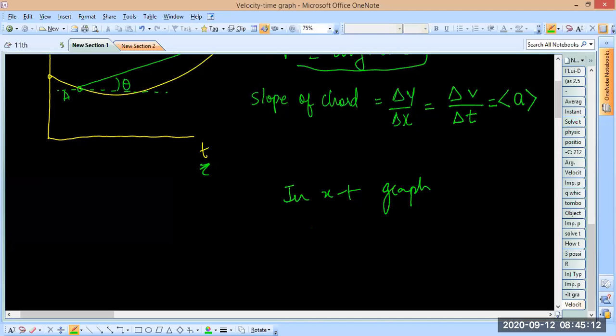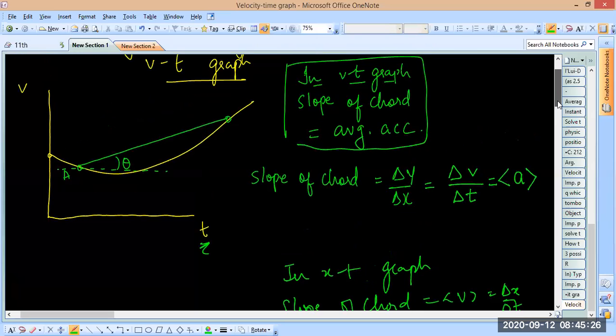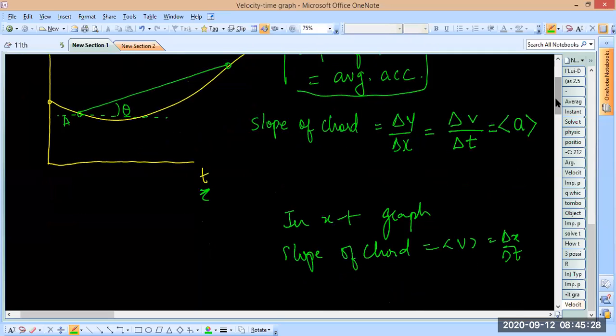The slope of a chord gives what? Average velocity, delta x by delta t. Here similarly it's delta v by delta t. That's called average acceleration. This is average velocity. Here it's average acceleration. Easy, isn't it?